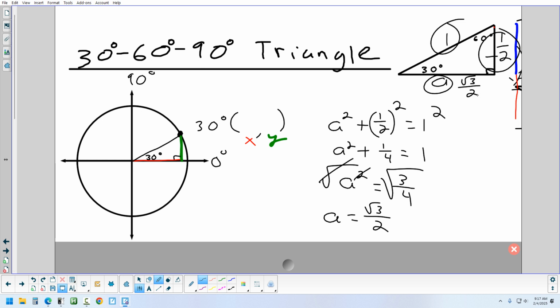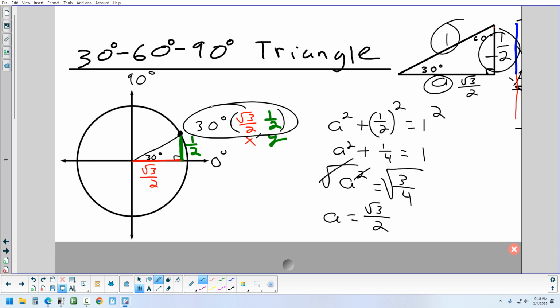Okay, so let's label that in our picture. How long is this bottom side? Root 3/2. Okay. How tall is the triangle? A half. The bottom side is which letter in the coordinate? The x. That's root 3/2. And the height is what other letter? The y. So that is always the coordinate for 30 degrees: root 3/2, comma, 1/2. For 60, you just flip it.